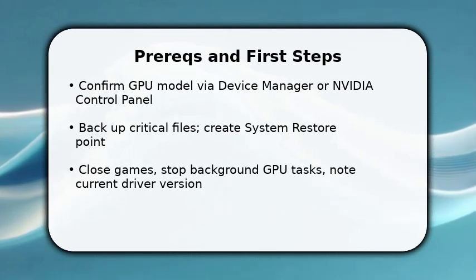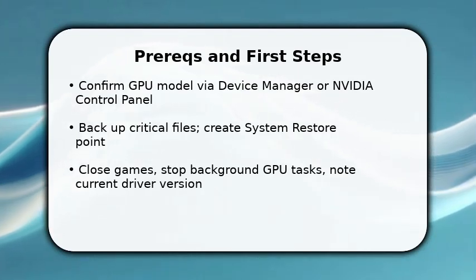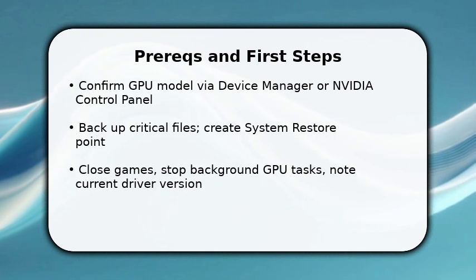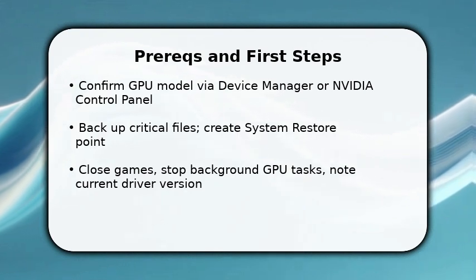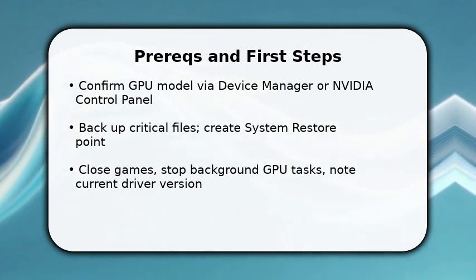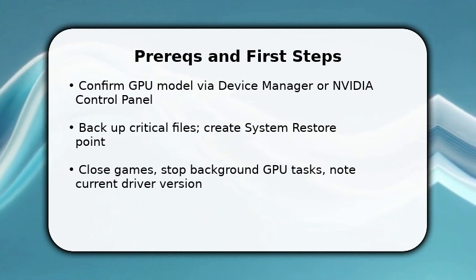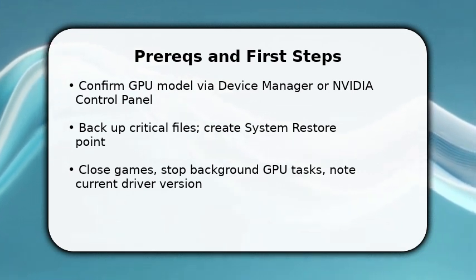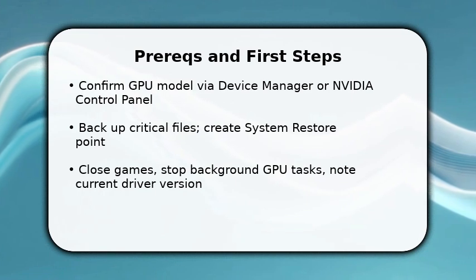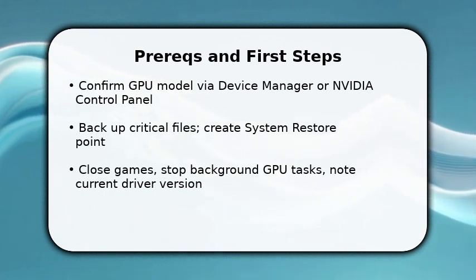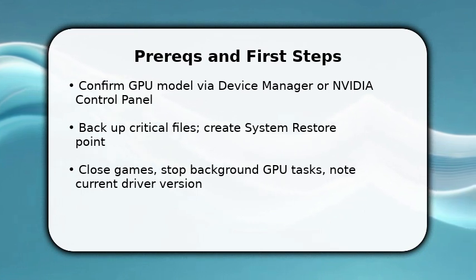You start by confirming your exact Nvidia GPU and current driver so you download the correct package. Open Device Manager or Nvidia Control Panel and note model and driver version, then create a system restore point to revert if needed. Once done, close games and any GPU-intensive apps. Make sure Windows Update and antivirus pauses won't interfere.